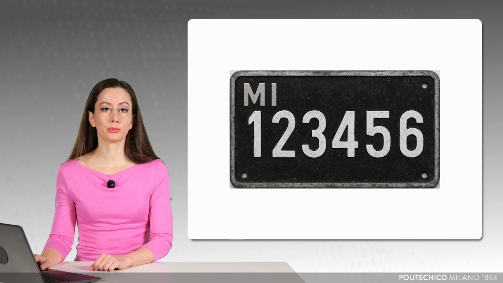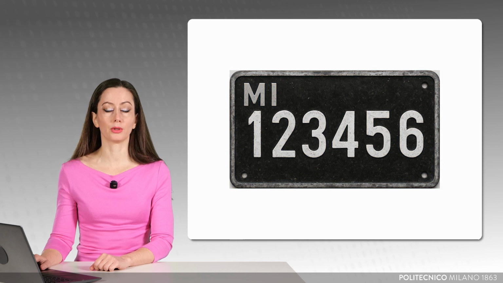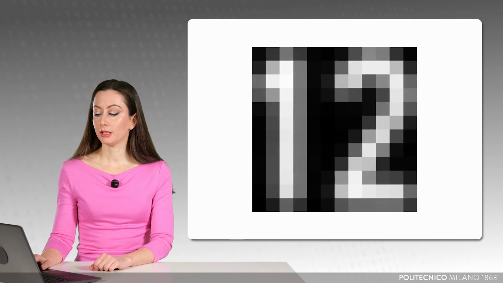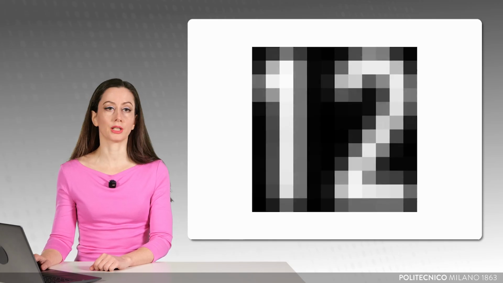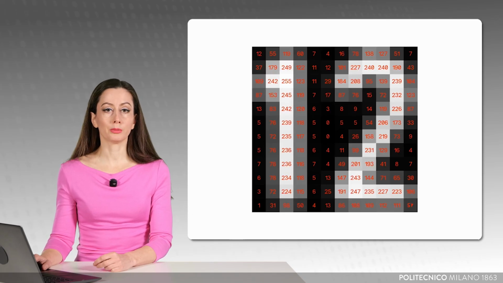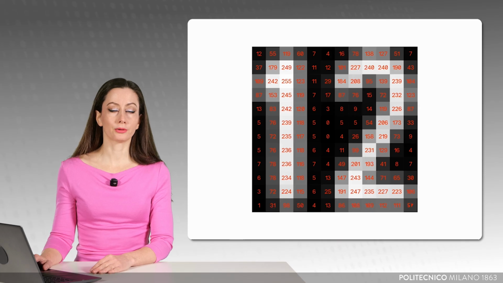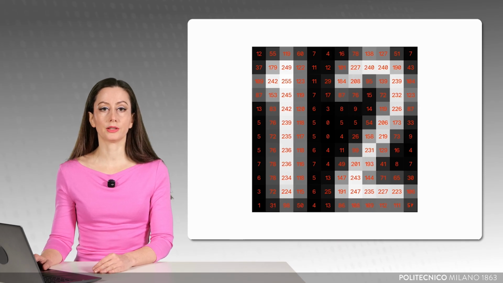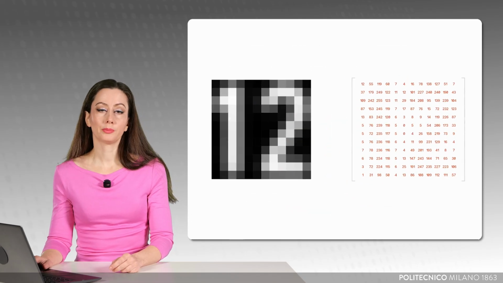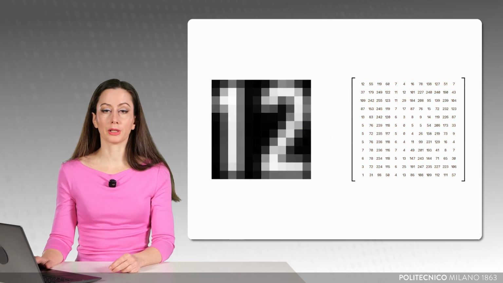Let us consider, for simplicity, this grayscale picture of a car plate. Where is the matrix? Once again, for simplicity, let's focus on a small portion and downscale it. This grayscale image is composed of 144 tiny squares called pixels, organized in a 12 by 12 grid. To each pixel of the image, we associate a number where 0 is black, 255 is white, and in between we have different shades of gray.